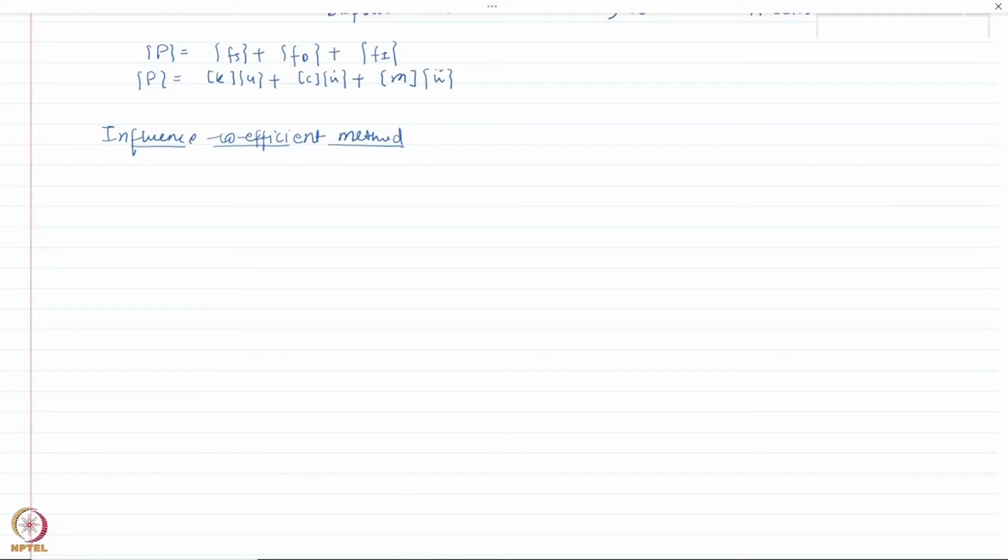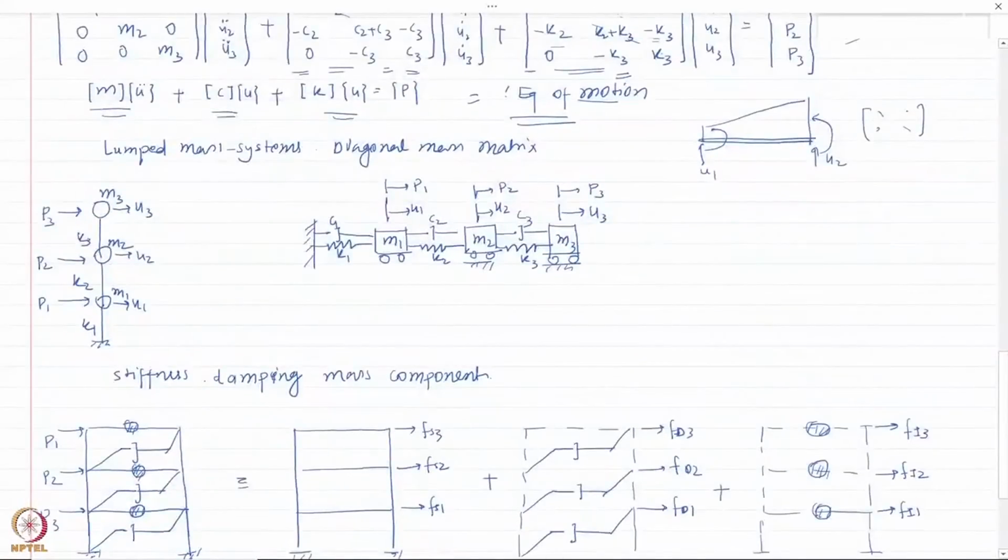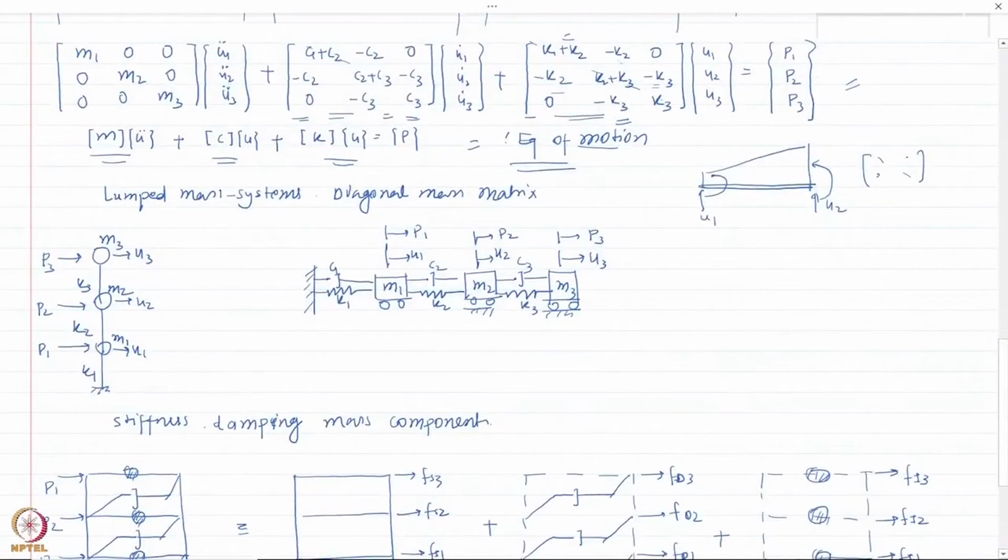And let me give you the background why we need to do that. If you look at this equation of motion, it can be obtained using a free body diagram and then writing down three simultaneous equations. Now this sometimes becomes a little bit complicated for complex systems.